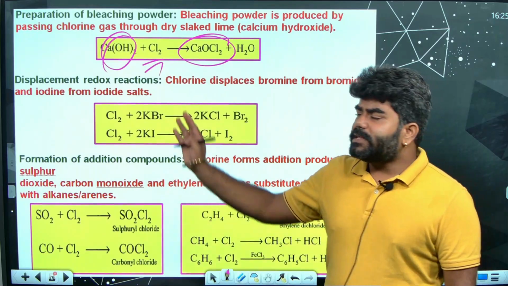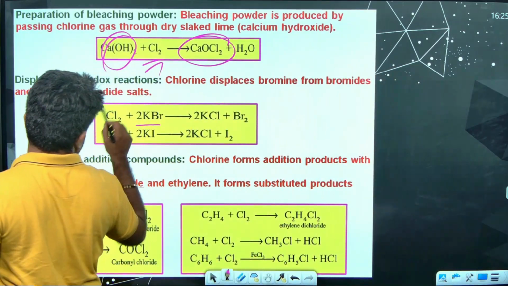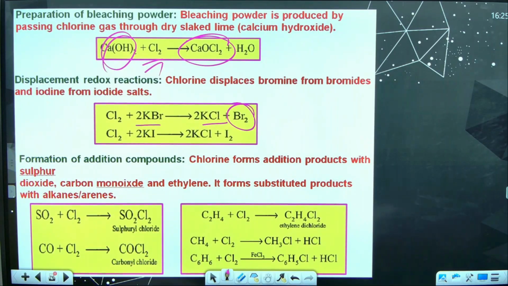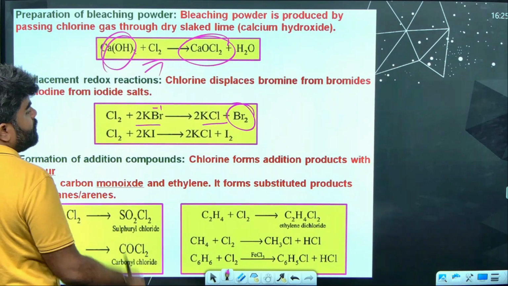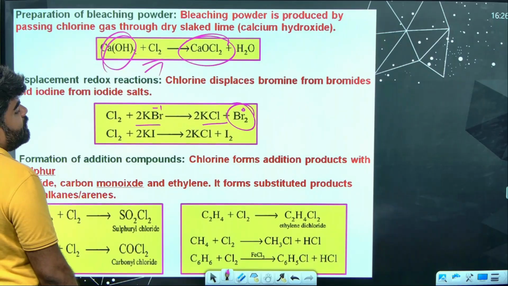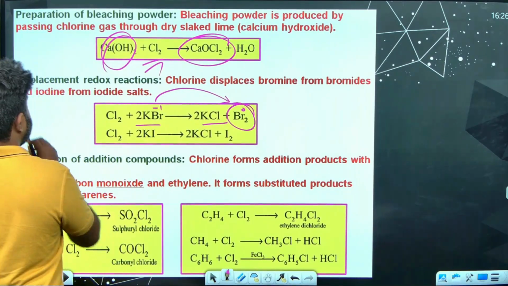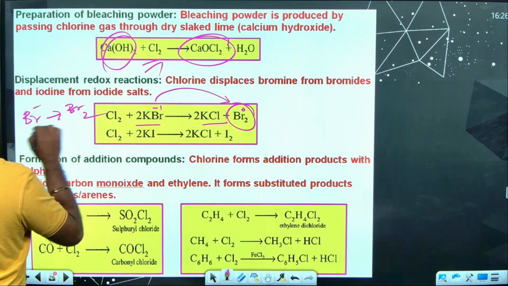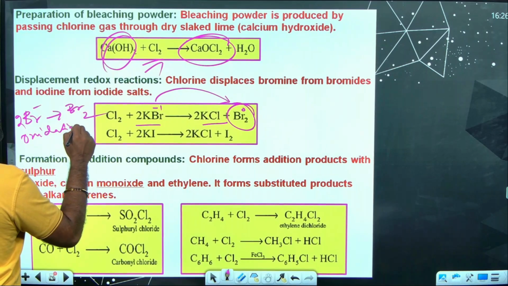Next, the displacement redox reaction. So if you take chlorine and treat it with KBr, you will get 2KCl and elimination of bromine. So here, bromine has -1 oxidation state, and here it has 0 oxidation state. So what has happened here is -1 to 0, which is an increase. Basically, bromide has got oxidized to bromine. So this is an oxidation reaction.